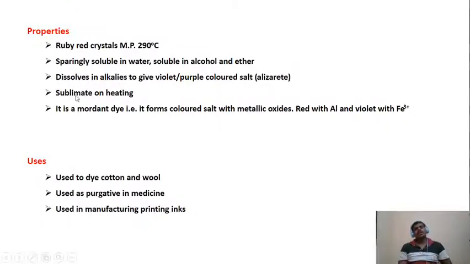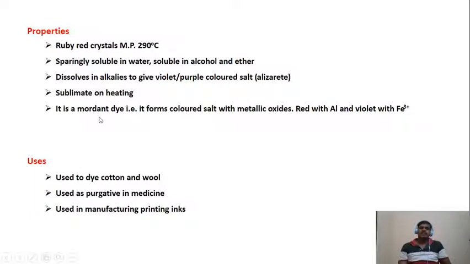When you heat a solid compound, it should get converted to liquid, and if you continue the heating, that liquid gets converted to vapors. But in sublimation, what happens? The solid directly gets converted into vapors. So the process is called sublimation, and alizarin undergoes sublimation on heating.